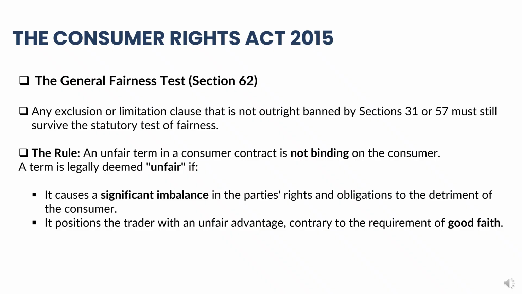If the trader slips a sneaky, imbalanced limitation into the fine print, the court will deploy Section 62 to strip its legal power instantly. But judges don't have to guess what kinds of terms typically cross this line. To make the Section 62 test practical, the statute provides an explicit schedule of terms that are automatically suspected of being unfair. On our next slide, we will explore the statutory index, famously known as the gray list.